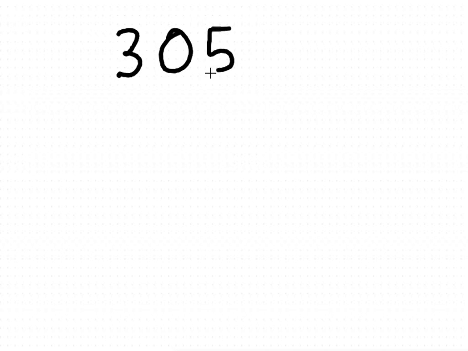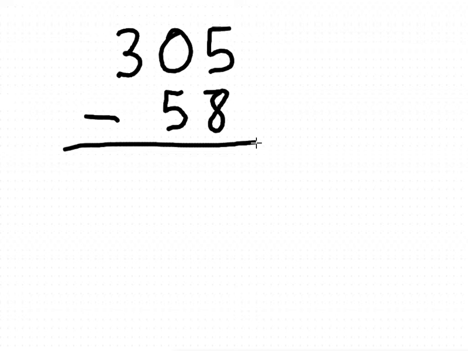Now let's say you have a 0 somewhere in the middle. Let's say we have 305 minus 58. Well, ideally I just want to borrow, but there's nothing to borrow. This is already at 0. I can't go any lower, so I can't borrow from here.